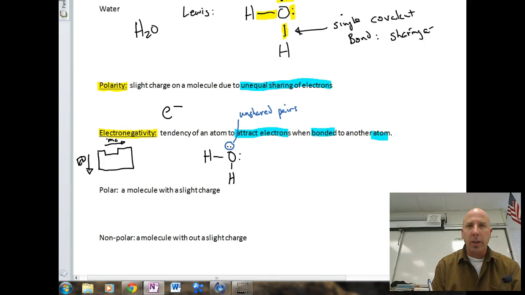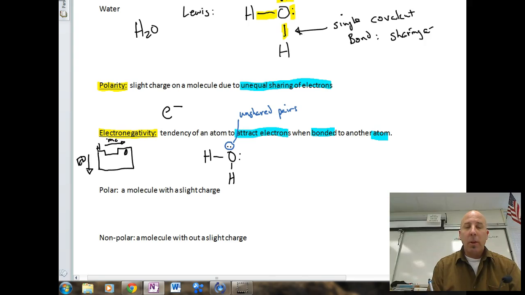Now let's get back to the electronegativity. If we look at the periodic table here, oxygen is located right here on my periodic table, and hydrogen is way over here. I want to put them right there. Hopefully you can see that oxygen has much greater electronegativity. And when it has a greater electronegativity, it's going to attract all the electrons towards it.